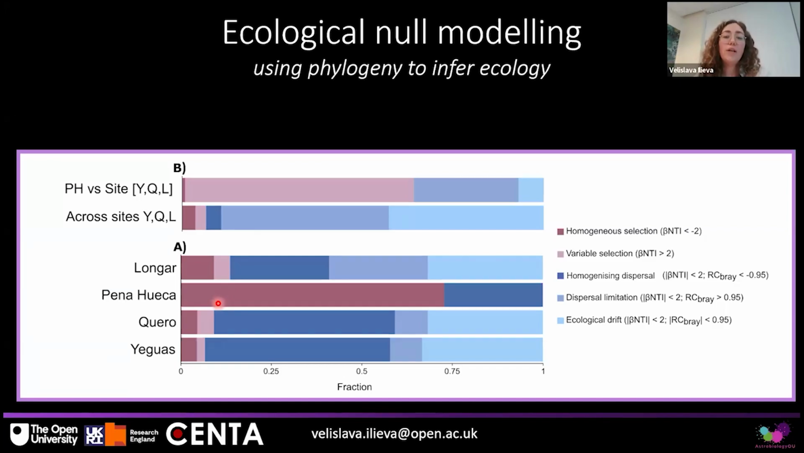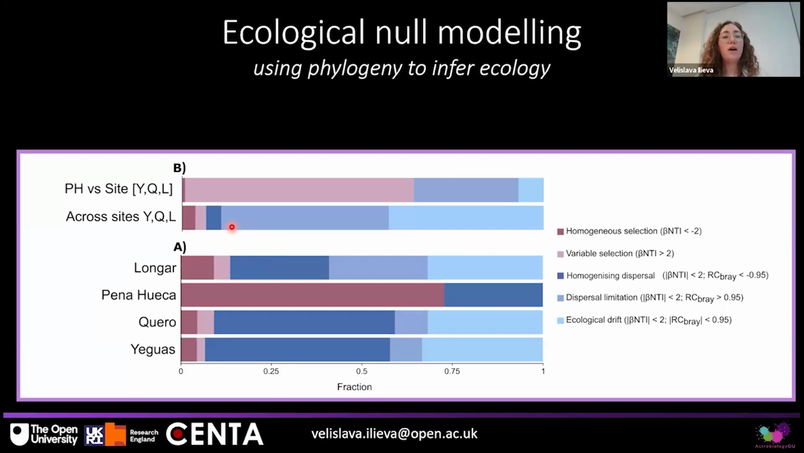So we can think of it as Yaguas, Kero, and Longar communities being very used to the extreme and oligotrophic environment, whereas those at Penahueca are continuously being stressed by the environment and changes in the environment. Because of the chemical and mineralogical data and the statistical analysis beforehand, this gives us evidence that it is the fluctuating salinity and the very limited water availability at Penahueca that is causing this stress on the microbial communities.